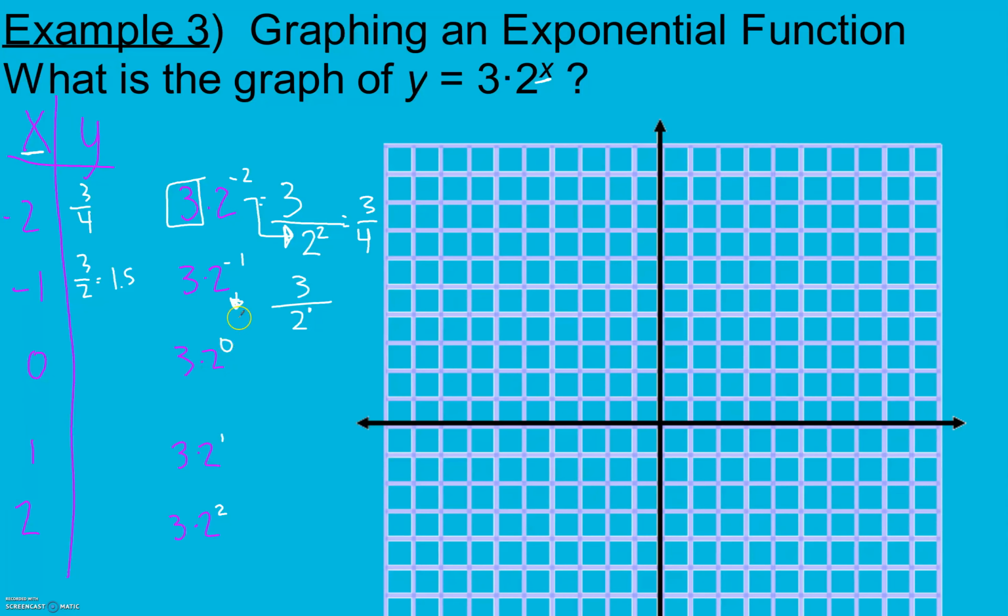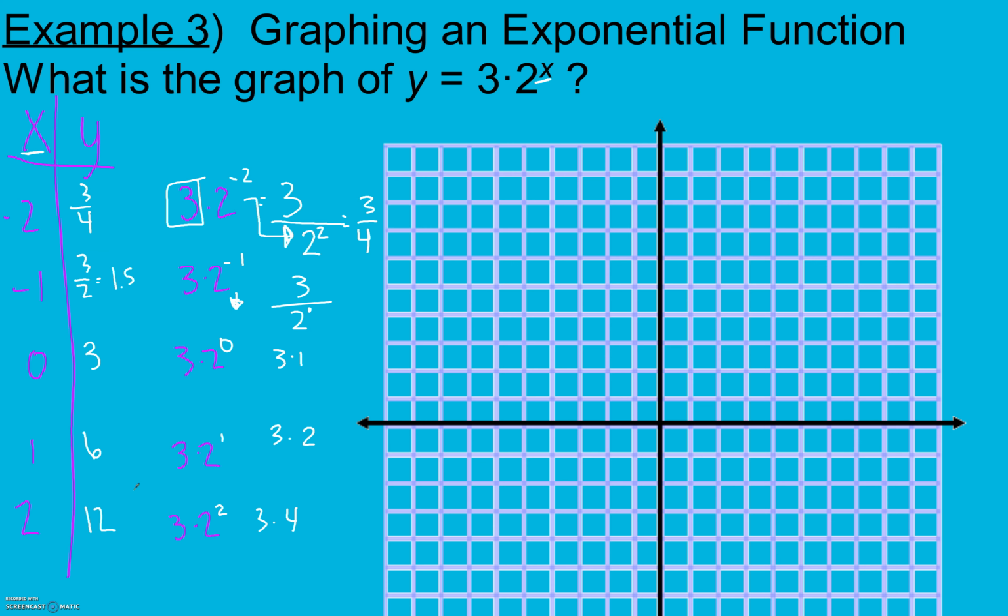2 to the 0 power is 1. Anything to the 0 power is 1. So 3 times 1 gives me just 3. 2 to the first power is 2. Multiply it by 3, we get 6. 2 squared is 4. Multiply it by the 3, and we get 12.